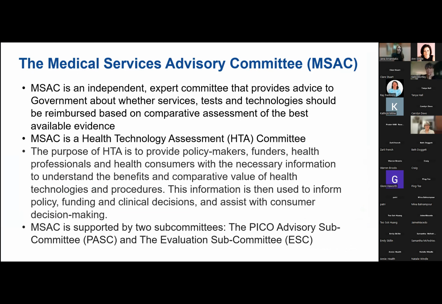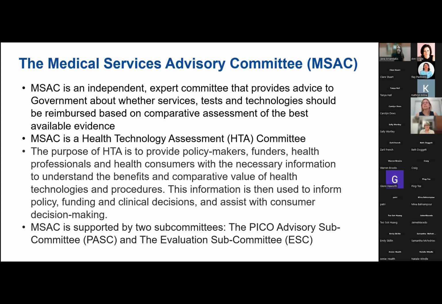So I'll just begin by covering what MSAC does. So the Medical Services Advisory Committee is an independent expert committee that provides advice to government about whether services, tests and technologies should be reimbursed on the Medicare benefit scheme or other funding programs. It does this based on an assessment of whether they're safe, effective, and what is an affordable cost for those services in the Australian community. Importantly, this is based on a comparative assessment, where we compare the safety, efficacy, and cost effectiveness of the new health technology or service to what is currently available.